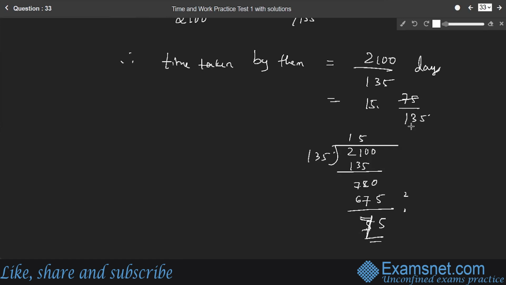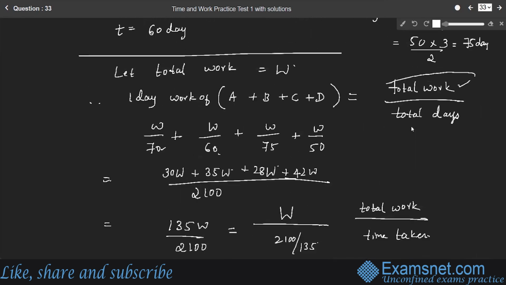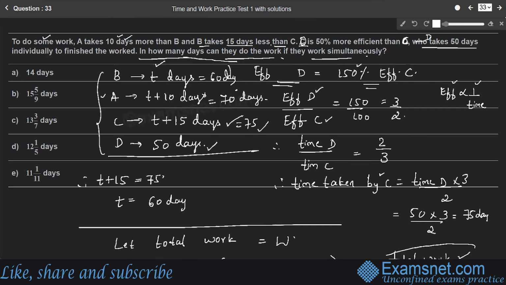So 5 into 1, 5 into 5, and 5 into 2, 5 into 7. Right? Again, 3 into 5 is 15, 3 into 9. So the time can be written as 15 integer 5 by 9 days. So A, B, C, D together they take 15 integer 5 by 9 days to complete the work. Hence option B is the right answer.